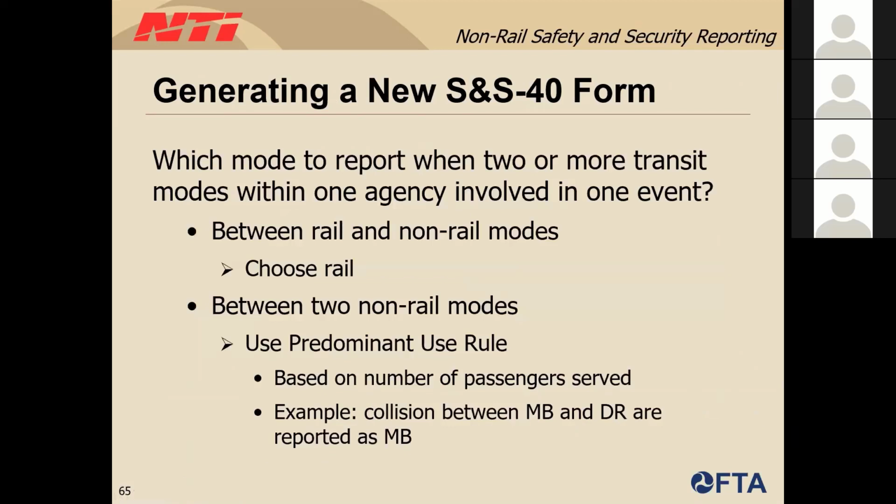If you have an event to report that includes 2 or more transit modes from your agency, how do you choose which mode to report it under? If the event involved your rail mode and a non-rail mode, choose rail. For example, one of your light rail vehicles and one of your buses collide. Report the incident only once under the light rail mode. If the event is between two non-rail modes, use the predominant use rule, which is typically based on ridership. For example, if a bus and a paratransit vehicle collide, report the event under the bus mode since it has higher ridership.